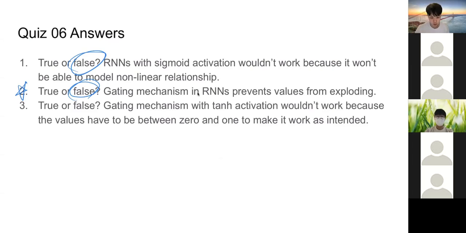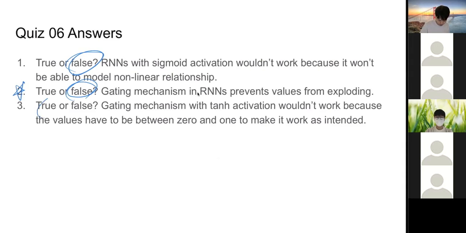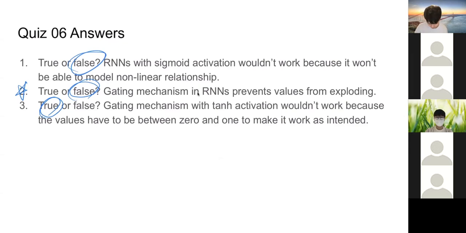And number three, true or false: gating mechanism with tanh activation wouldn't work because the values have to be between 0 and 1 to make it work as intended. And this is actually true. So more people got it wrong for this one too. Why is it true? Because if you use tanh, the point of the gate mechanism is that you want to zero the value, but if you negate it, then you're not actually gating it. You're just passing the negative value of the previous hidden state. That's exactly why sigmoid has to be used for the gating mechanism and tanh wouldn't work.